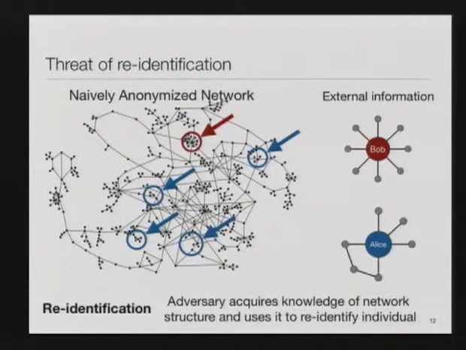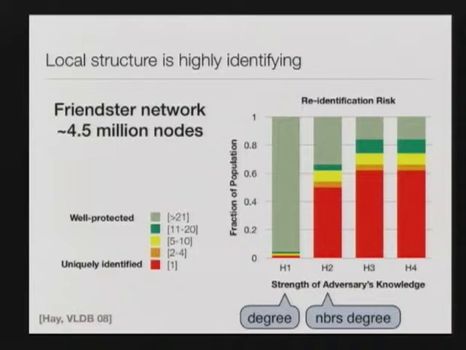Now, if I re-identified Bob and I re-identified Alice in the naively anonymized graph, then I could just inspect the graph and see whether there is an edge between them, and I would have disclosed an identified edge, which may be a sensitive fact. Okay, so we did some empirical measurements when we first started working in this area.